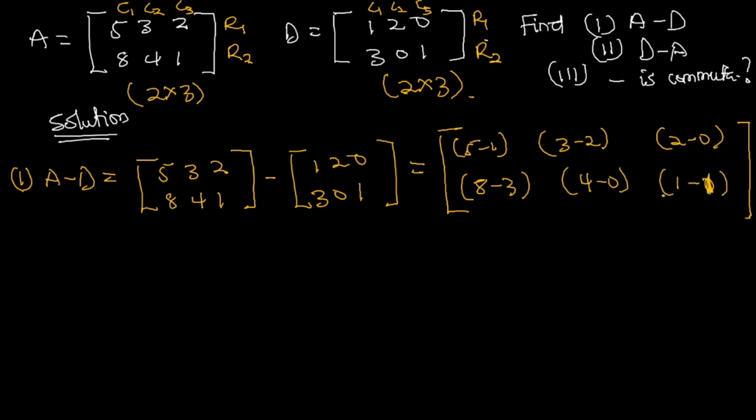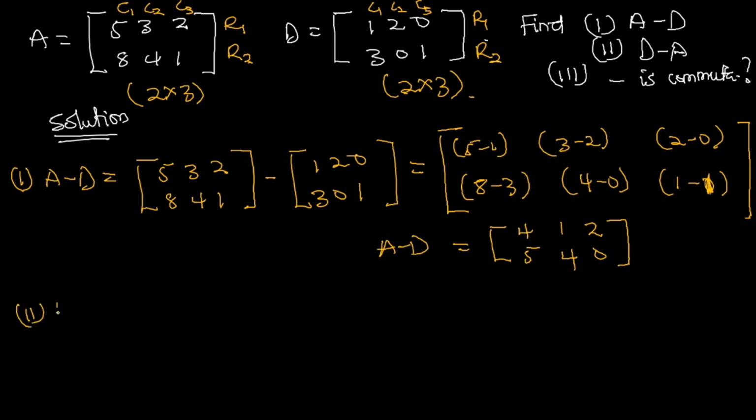So finally, my matrix is going to be 5 minus 1, that is going to give me 4. 3 minus 2 is going to give me 1. 2 minus 0 is going to give me 2. And then 8 minus 3 is going to give me 5. 4 minus 0 is going to give me 4. And then 1 minus 1 is going to give me 0. So this is matrix A minus D.